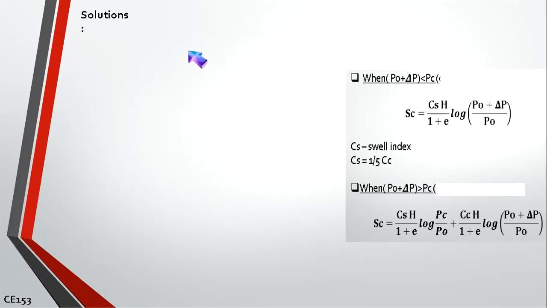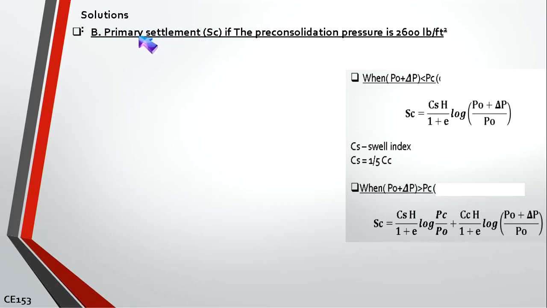So, for letter B naman, for solution for letter B, we are looking for the primary settlement, SC pa rin, if the pre-consolidation pressure is 2,600 pounds per feet squared. So, meron na tayong pre-consolidation pressure. First thing to do here is we need to identify if PO plus delta P is less than or greater than our PC. Yan yung unang gagawin natin. So, given, ito yung given natin. Yung PO, which is solved in part A, yung delta P, 1,000.